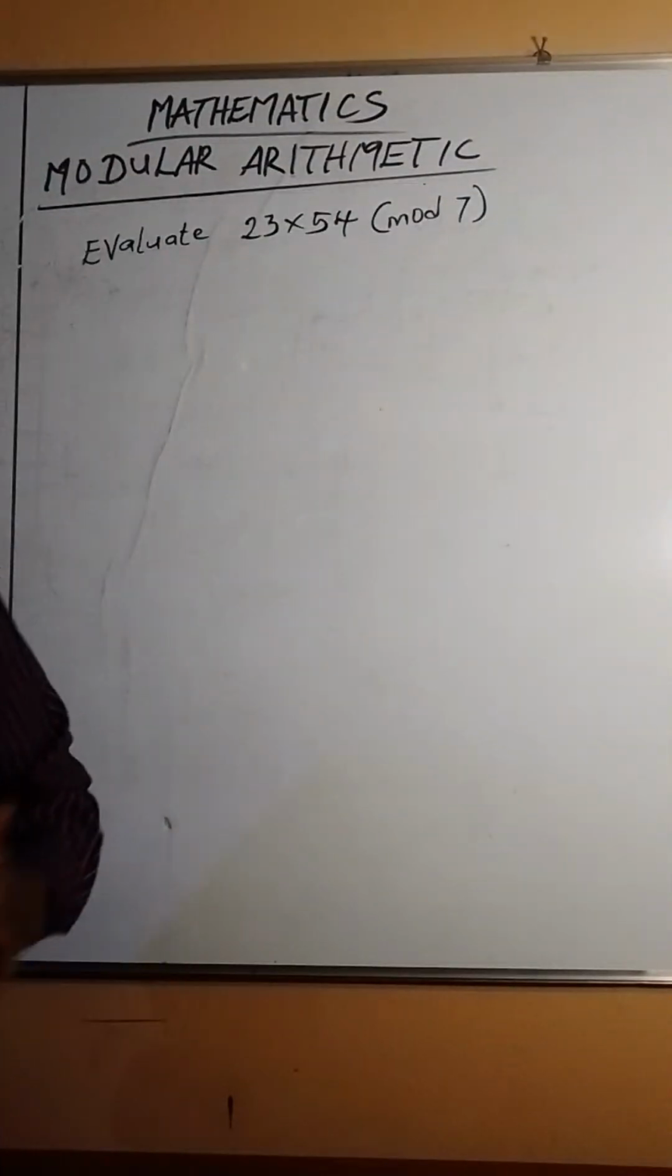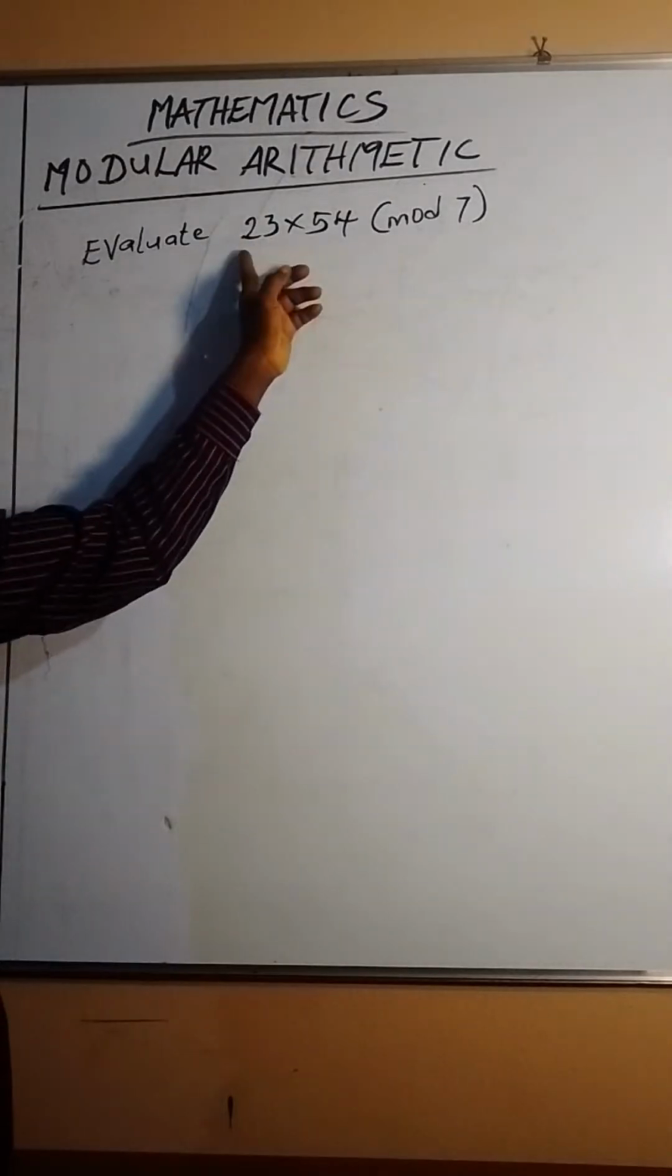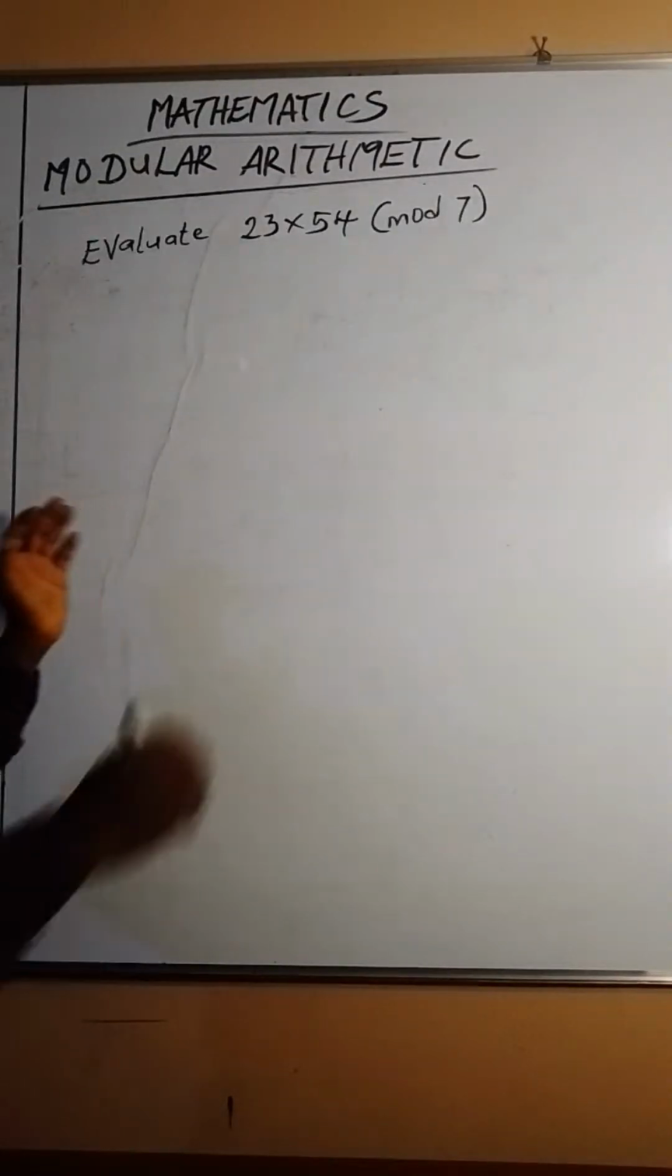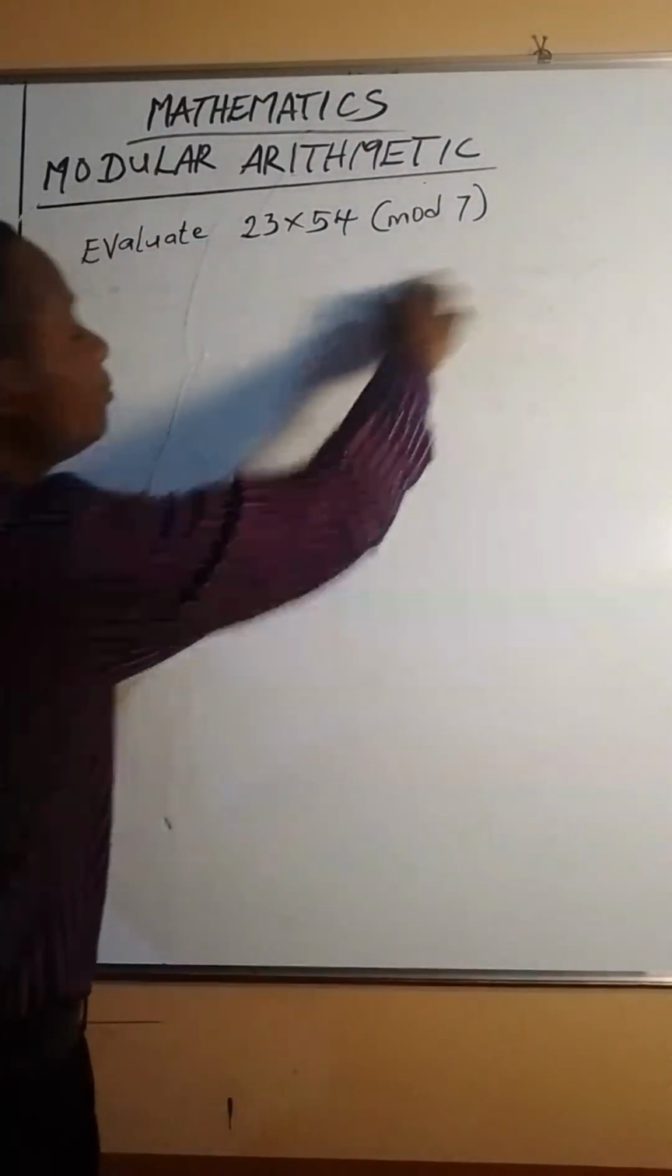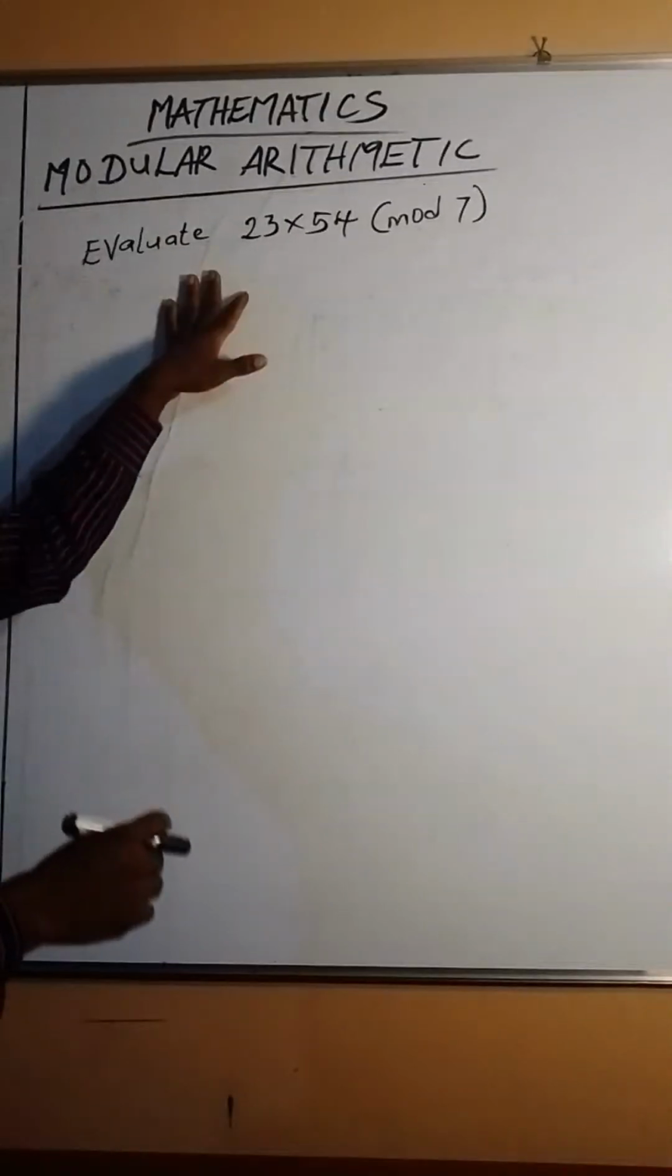So we have this question here. We are to evaluate, in mode 7, 23 times 54. So that is what we have to evaluate right now. How do we go about it? It's still very easy, a straightforward mathematics. This is modular arithmetic 1.